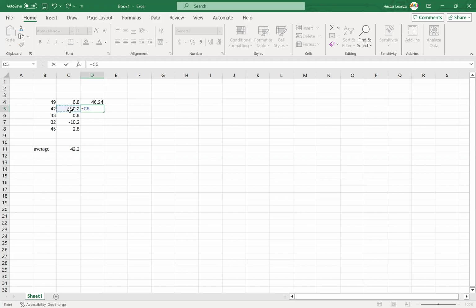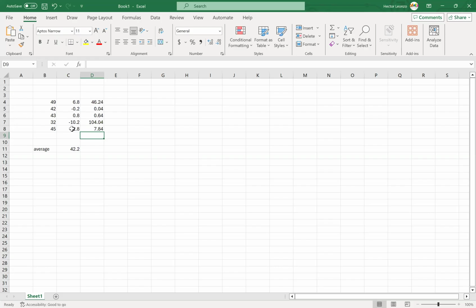Now I'm gonna go C5 times C5 as well. And I'm gonna go 0.8 times 0.8, negative 10.2 times a negative 10.2 became positive. Yes, because when you square a number, it becomes positive. And lastly, 2.8 times 2.8. I squared each of my deviations.